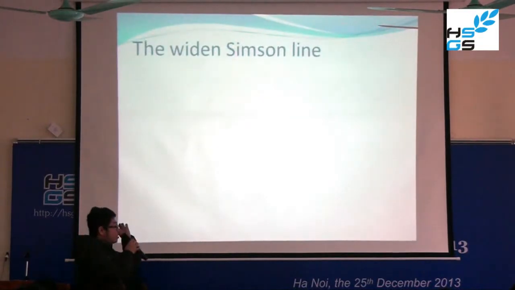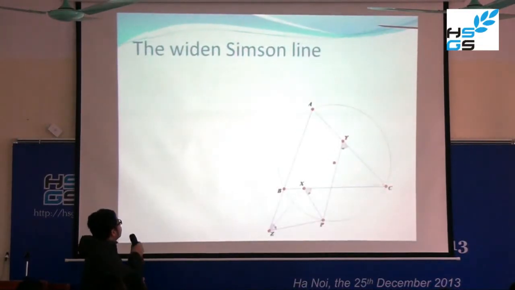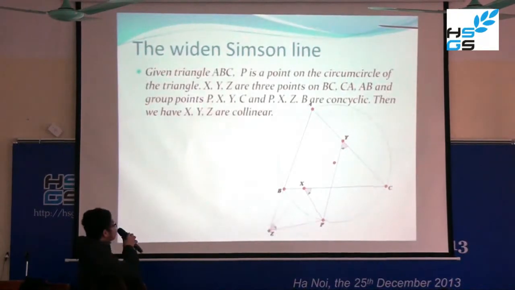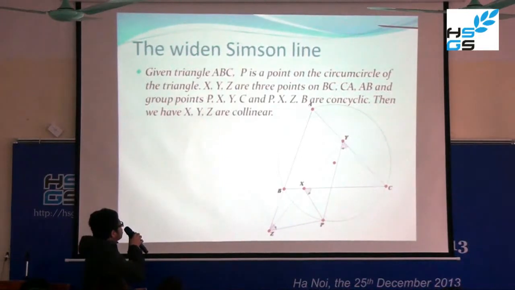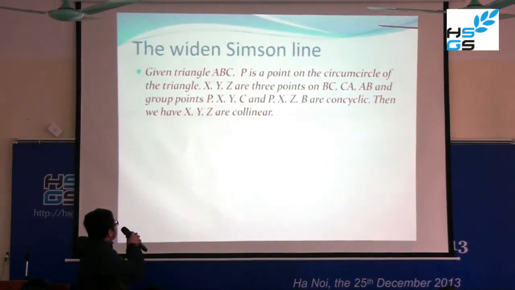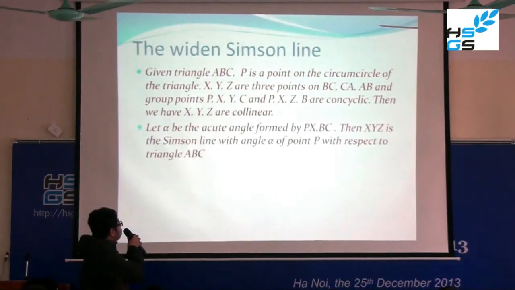Next, we're going to talk about the generalized Simpson line. Given triangle ABC, P is a point on the circumcircle of the triangle. X, Y, Z are 3 points on BC, CA, AB, and the groups of points P, X, Y, C and P, X, Z, B are concyclic. Then we have X, Y, Z are collinear. And let alpha be the acute angle formed by PX and BC. Then XYZ is the Simpson line of angle alpha of point P with respect to triangle ABC.